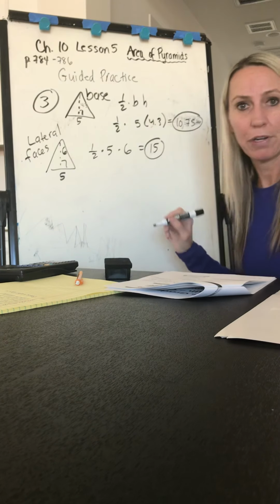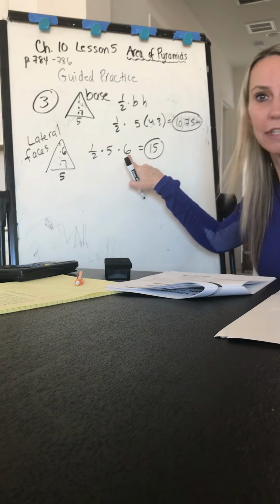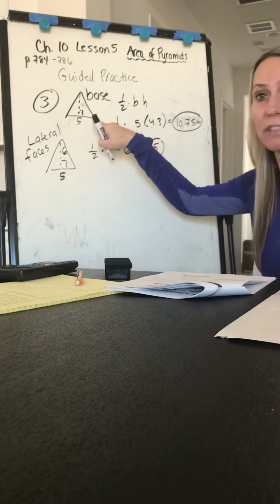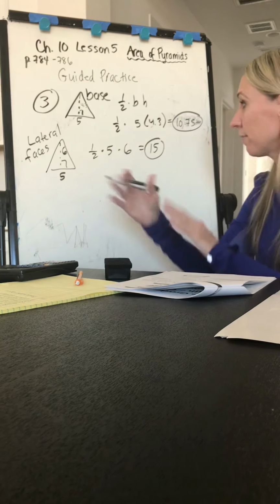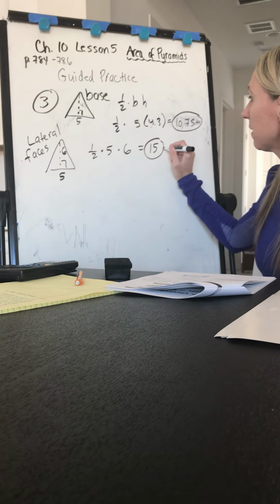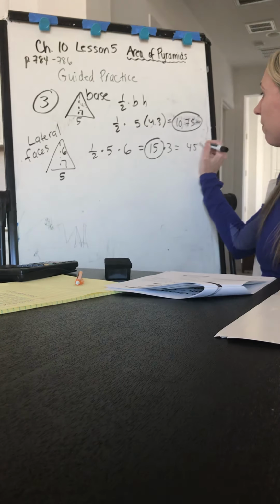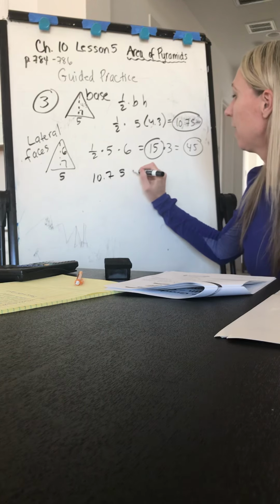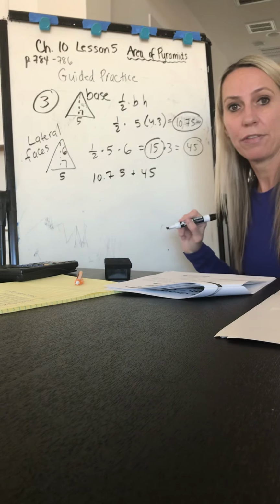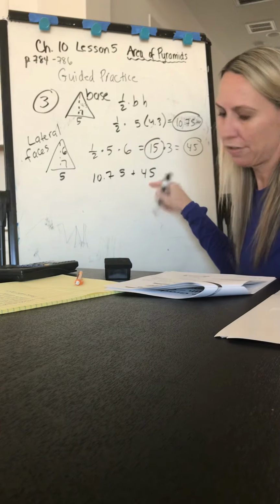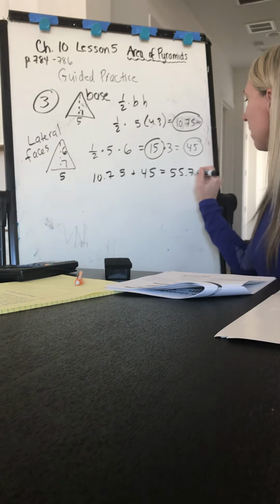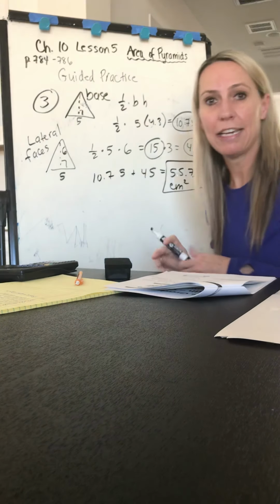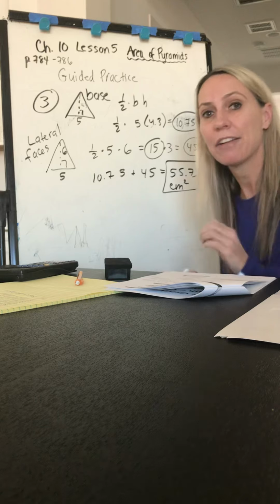So that's something I didn't have to put in my calculator, because 6 is even, so you can take half of that nicely. Okay, so we have 15, and because the base is a triangle, you're going to have 3 lateral faces. So I'm going to do 15 times 3, and that gives me 45. And then for the total surface area, we're going to have the base, which is 10.75, plus all the lateral faces. We add those together and we get 55.75 square centimeters.